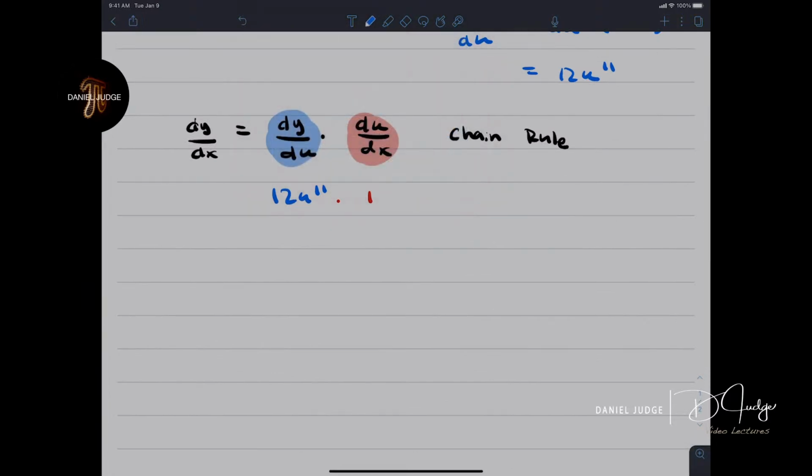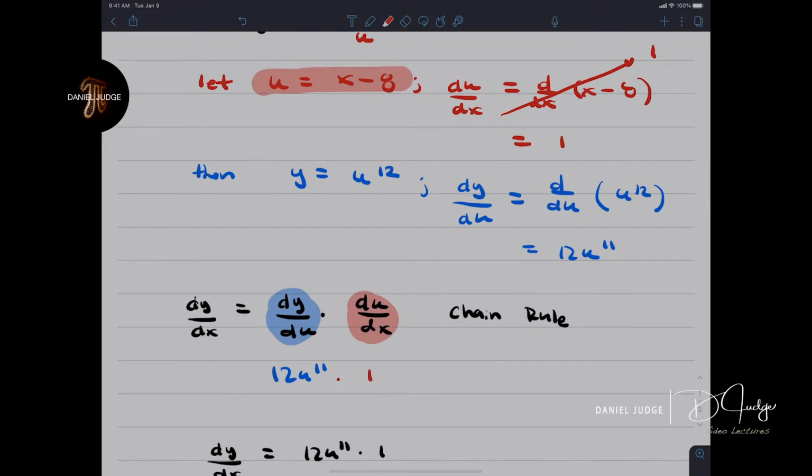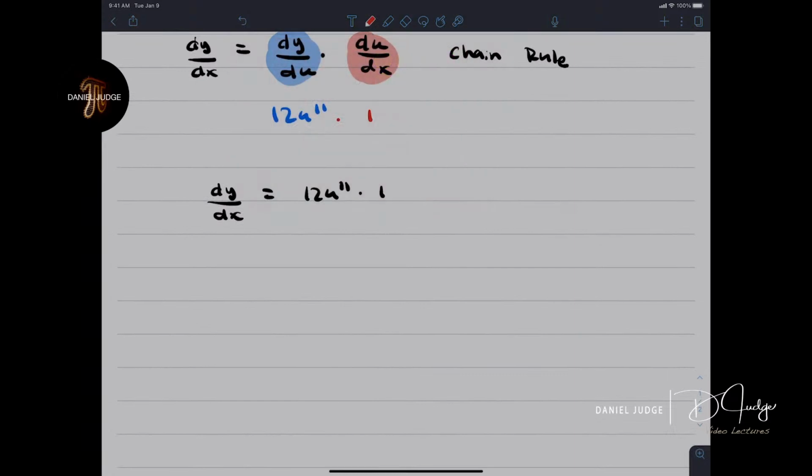So altogether, go back and we say dy dx is 12u to the 11th times that 1, but remember what u is. U is x minus 8. So we're going to replace this u here with x minus 8. That's where u is. So our final answer, dy dx, is 12 x minus 8 to the 11th power.